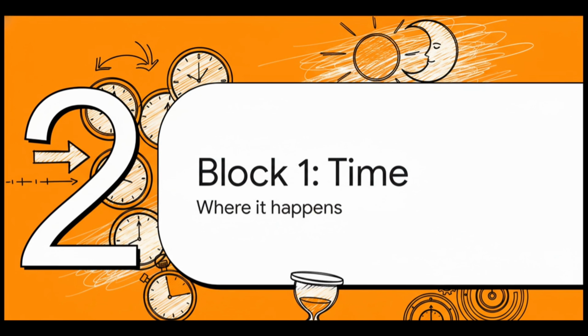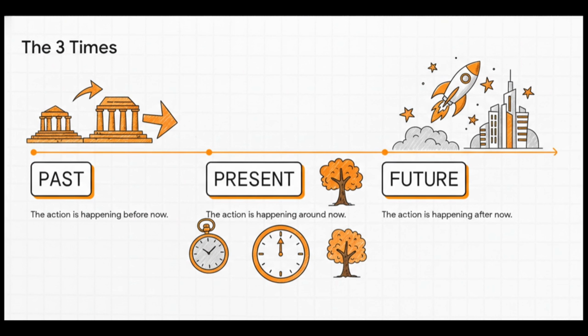Okay, let's start with the easy one. The first building block is time. And this is pretty much exactly what it sounds like. It just tells us when an action takes place. And the best part? There are only three options here. Is the action happening before now? Well, that's the past. Is it happening around now? That's the present. Or is it going to happen after now? That's the future. See? Simple. Every tense you'll ever use is anchored to one of these 3 points on the timeline.